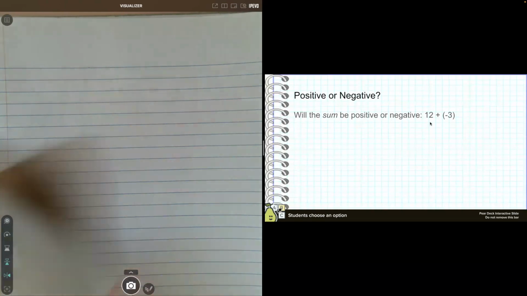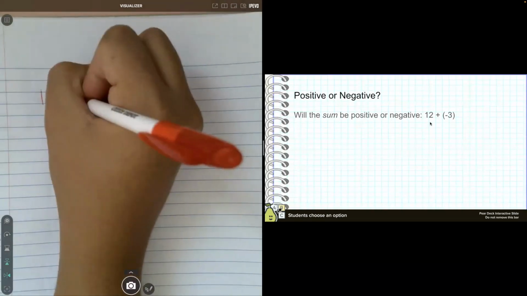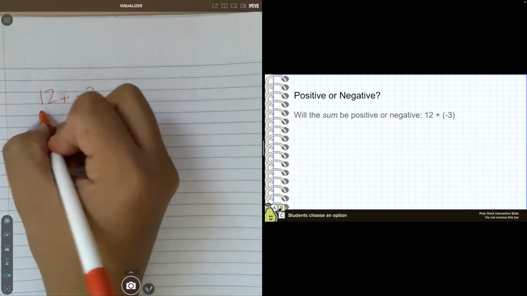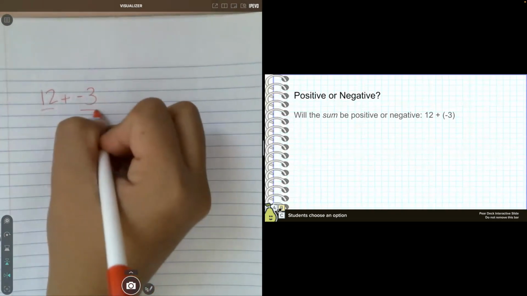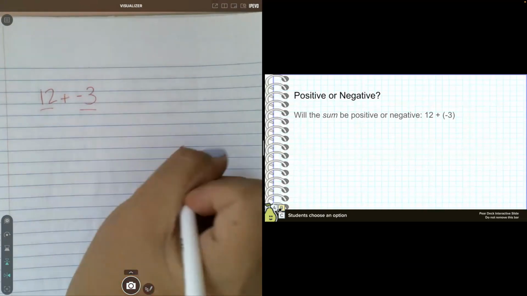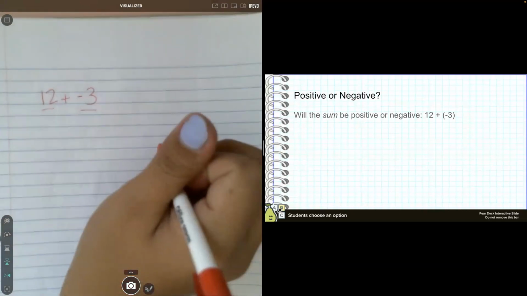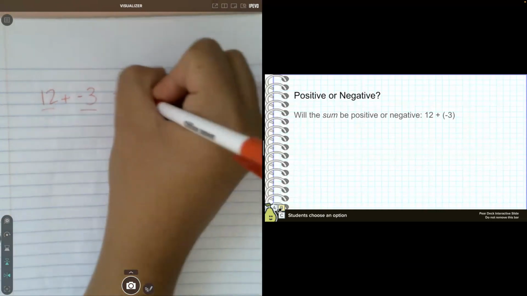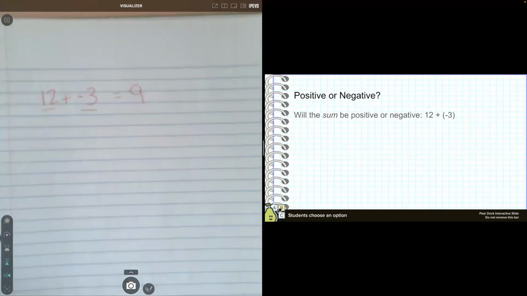And we know that because we have 12 plus negative 3. That means we have 12 positives and 3 negatives. You could even draw it out like 12 plus signs, 3 negative signs, cancel them out. You're going to have 9 positives left over.